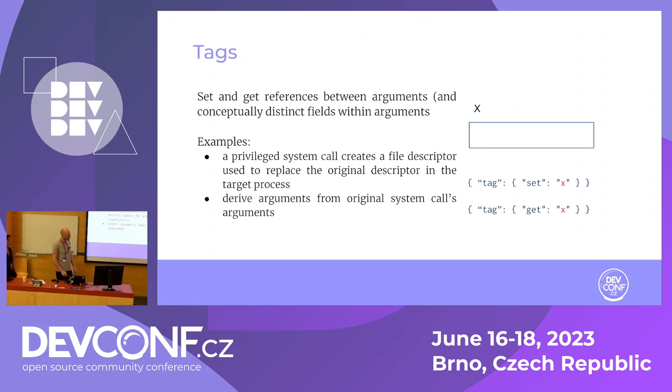Tags. In this JSON recipe, of course, we need to have references between matches and actions because we might want to recycle some data.